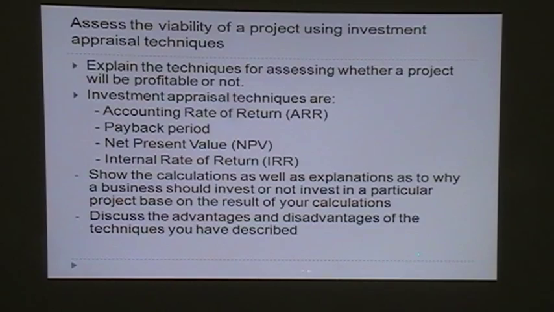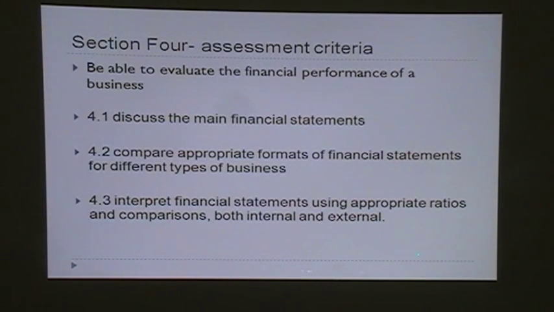We move to the last learning outcome, which is section 4 for Unit 2. Be able to evaluate the financial performance of a business. Discuss 4.1, the main financial statements. 4.2 says you should compare appropriate formats of financial statements for different types of business organization. 4.3, interpret financial statements using appropriate ratios and comparisons, both internal and external ratios as well.